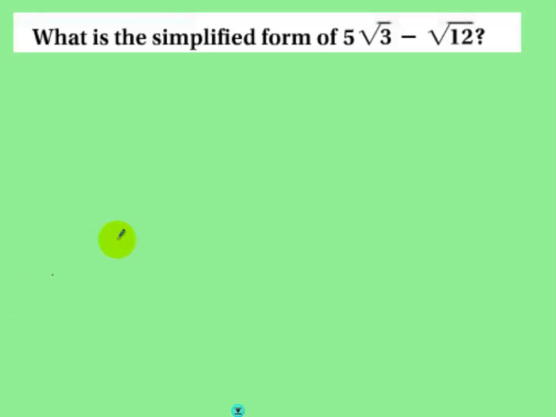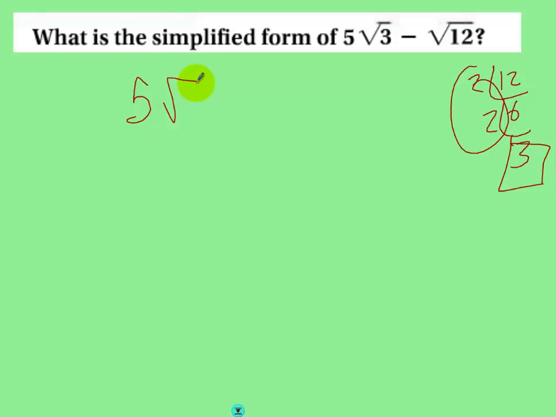Alright, so let's try a different one. What's the simplified form of this? Well, I have a 5 square root of 3 minus square root of 12. I'm going to reduce that square root of 12, and if you do that, you can get a pair of 2's and a lone 3. So for that square root of 12, I now have 5 square root of 3 minus, outside will be a 2 square root of 3, which will simplify to 3 square roots of 3. Because 5 minus 2 is 3.